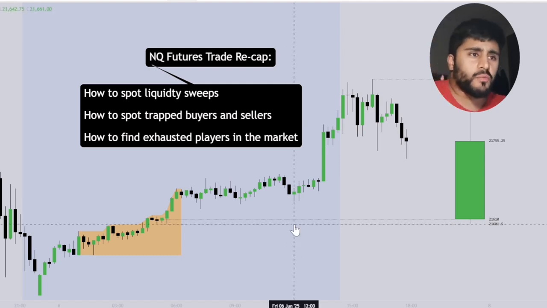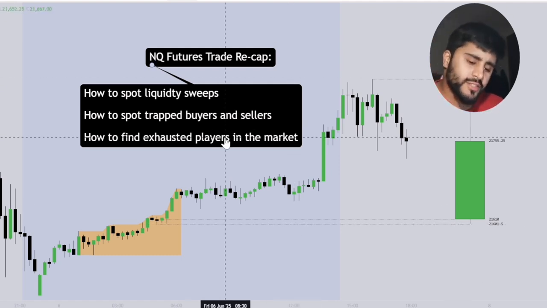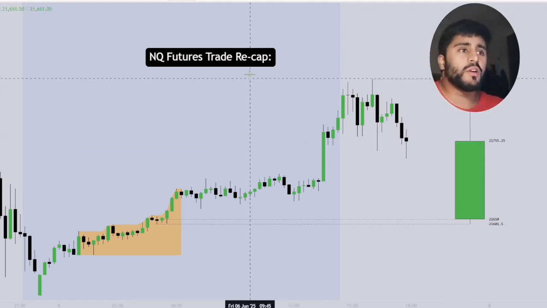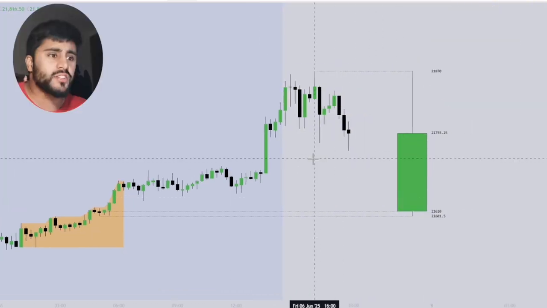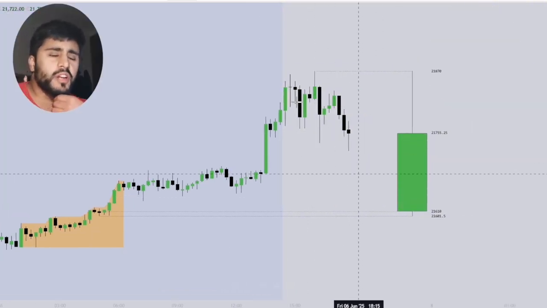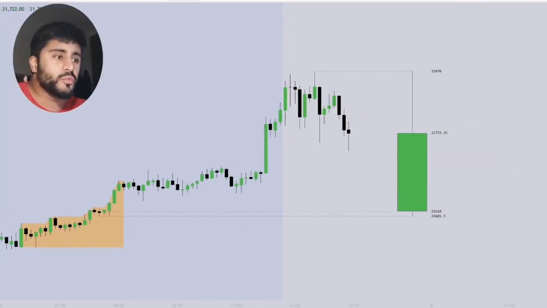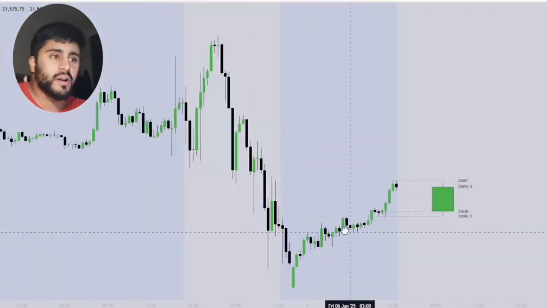So when I frame a trade, what I'm typically looking for is I want to see price sweep liquidity, and then we go on to look at fair value gap. So this is NQ on Friday the 6th of June, and we're going to be going over a trade recap. So we're going to begin by understanding it session by session, right?